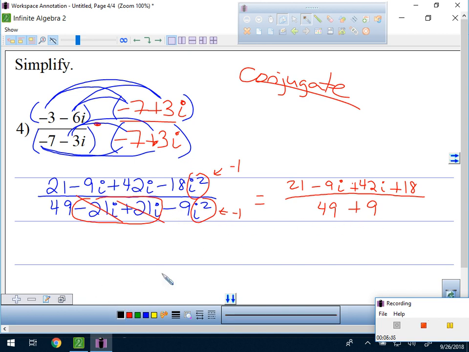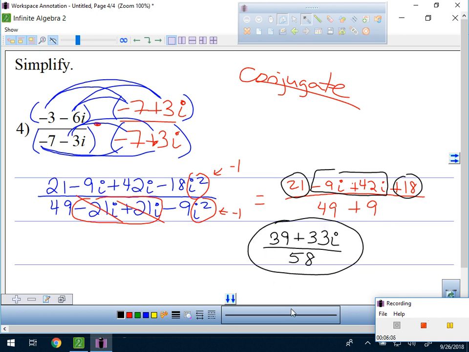All right, my final answer, combined like terms. 21 plus 18 is going to give me a 39. A negative 9 plus 42 is going to give me a positive 33. And then in the denominator, 49 plus 9 will give me 58. And so I should end up with 39 plus 33i over 58.